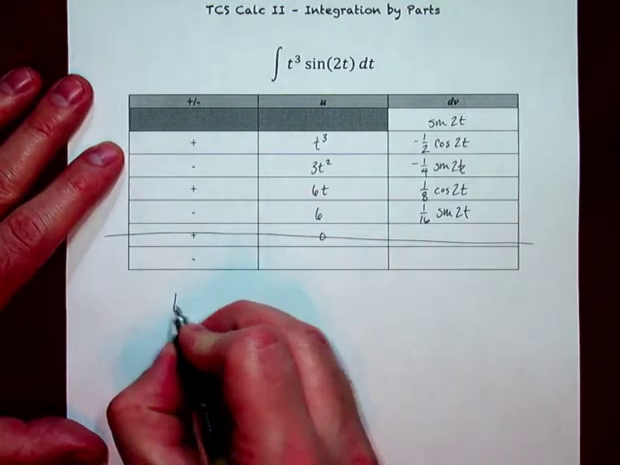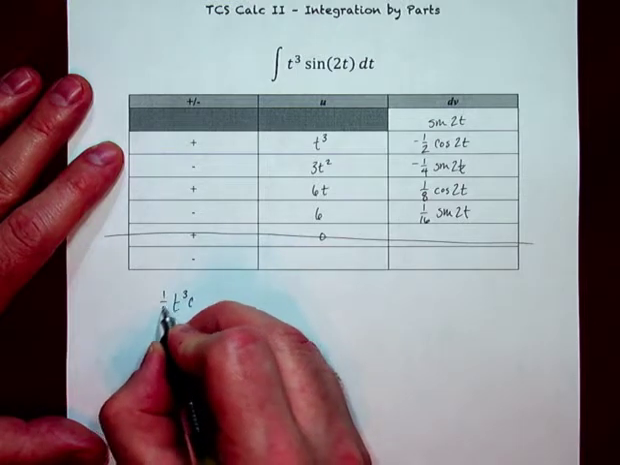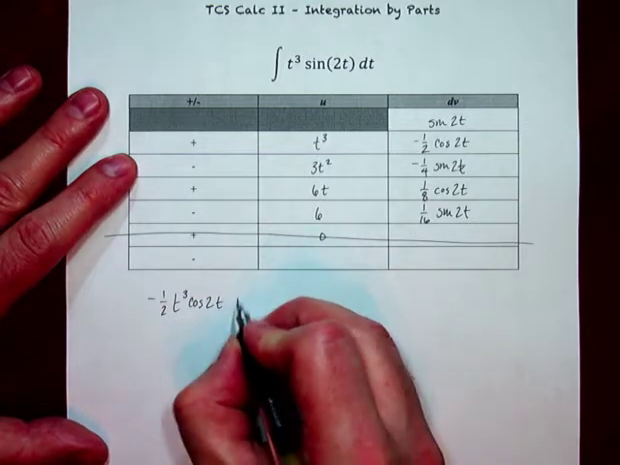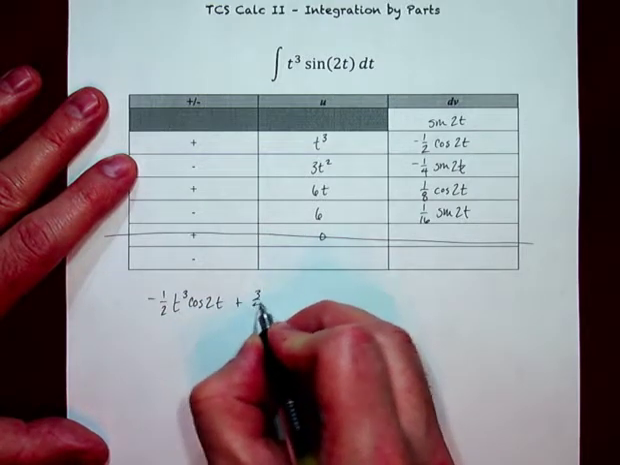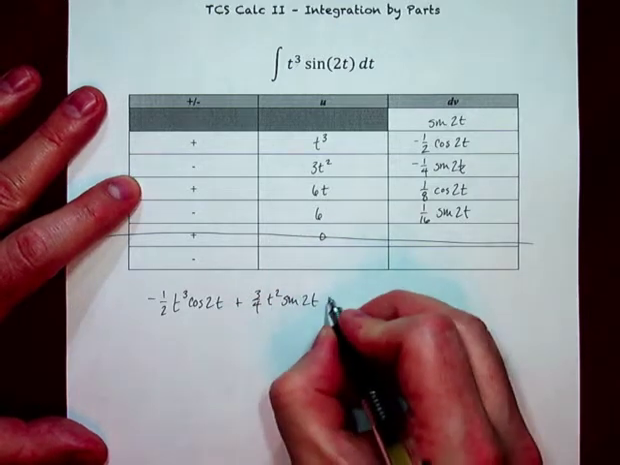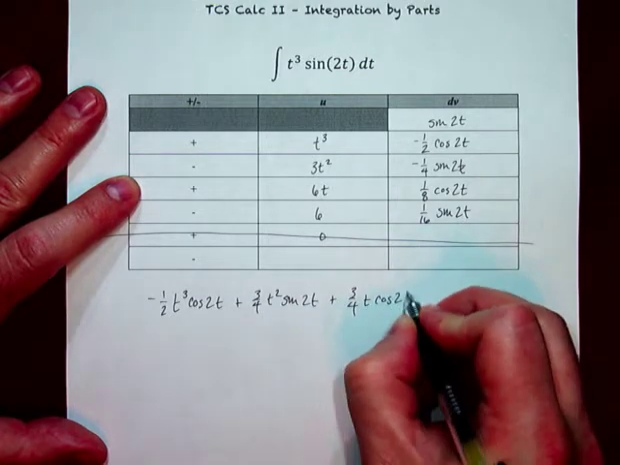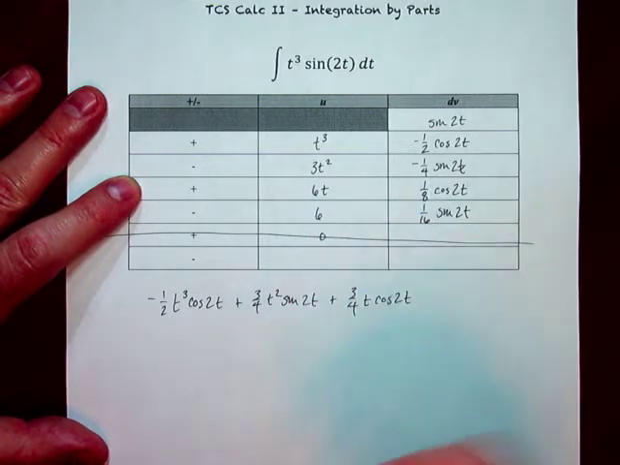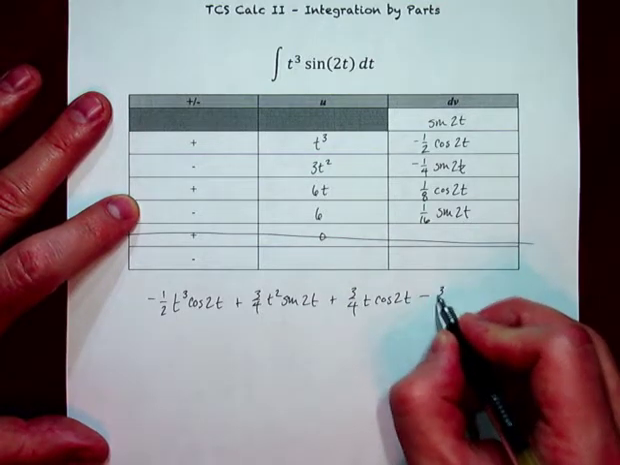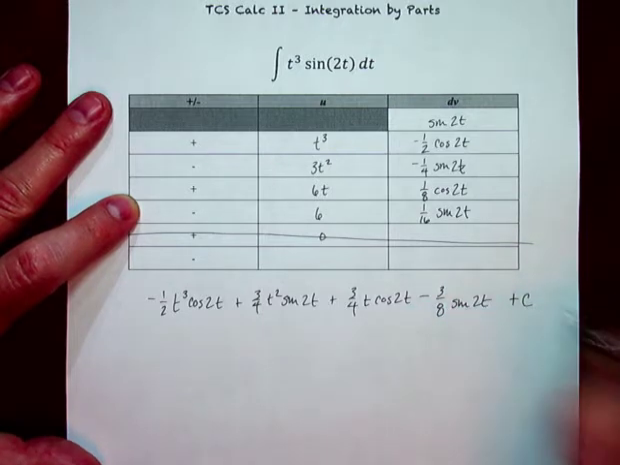So it's negative 1/2 t cubed cosine 2t, positive 3/4 t squared sine 2t, positive 3/4 t cosine 2t, and it's 3/4 because 6/8 reduced, and then negative 3/8 sine 2t plus c.